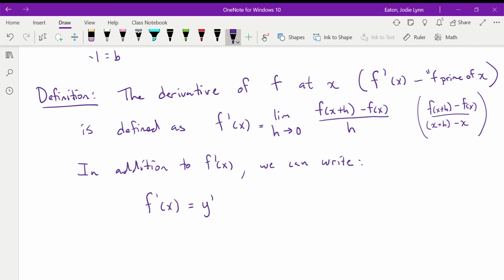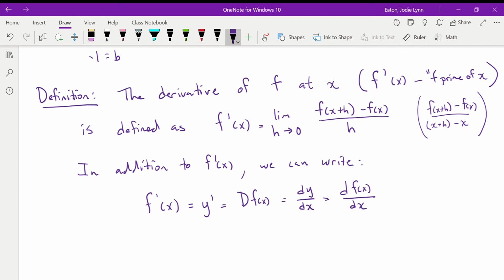We can also write it as d f of x with a big D. That's a less common notation. We can also write it as dy dx. And we can also write it as d f of x dx. All of these denote the same thing, which is the derivative of the function f at the point x.